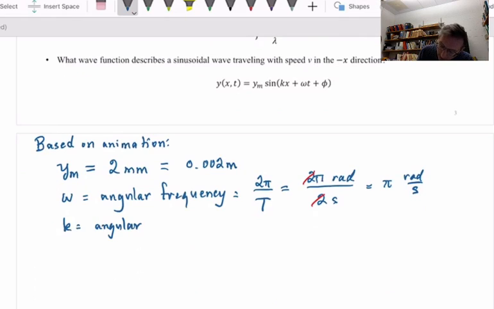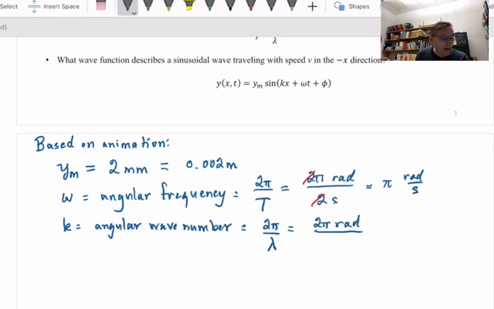Angular wave number. Well, that's 2 pi over the repeat length of the wave, lambda. And our animation told us what the wavelength was. So we have 2 pi, let's put in the unit for that, radian. Remember the wavelength is 2 centimeters, be careful, put that into SI, 0.02 meters. And I think the simplest way, if you work that out on your calculator, you see it's 100 pi radian per meter.